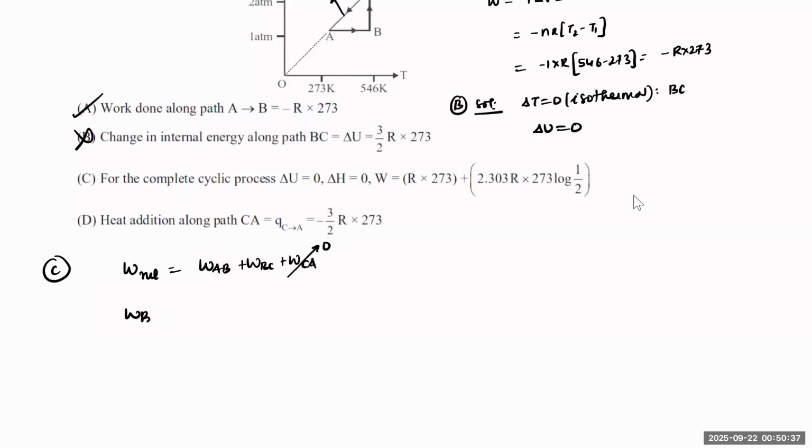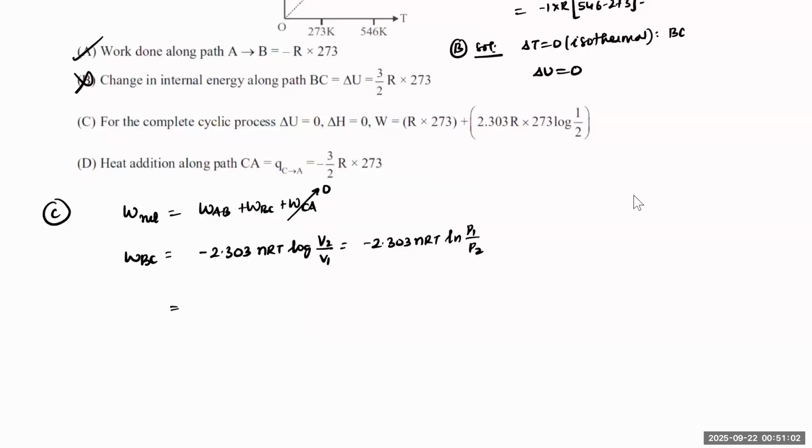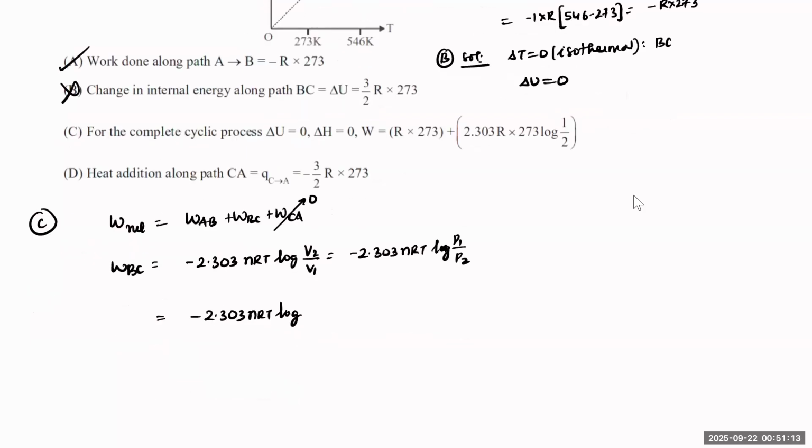Now work done BC. BC is an isothermal process. For an isothermal process, what is the formula? Minus 2.303 nRT log of V2 by V1, or minus 2.303 nRT log of P1 by P2. So that is equal to minus 2.303 nRT log of P1 by P2. P1 is 1 by 2. This is what you will have, correct?